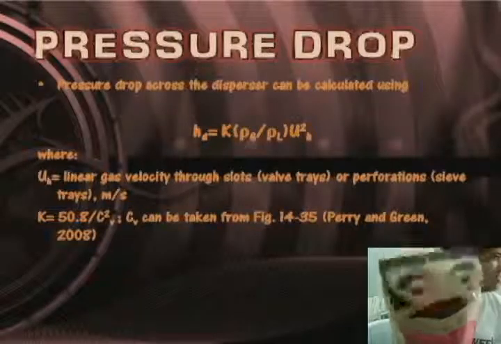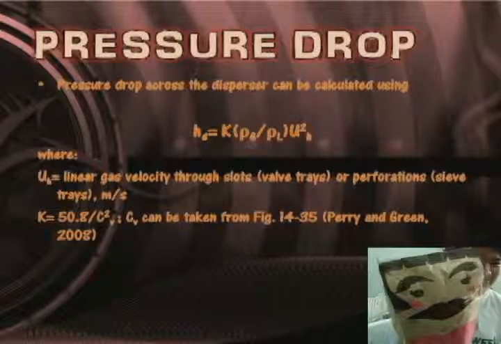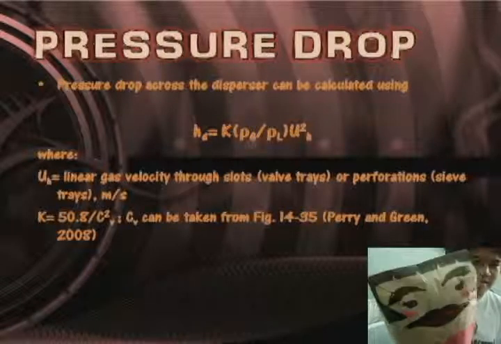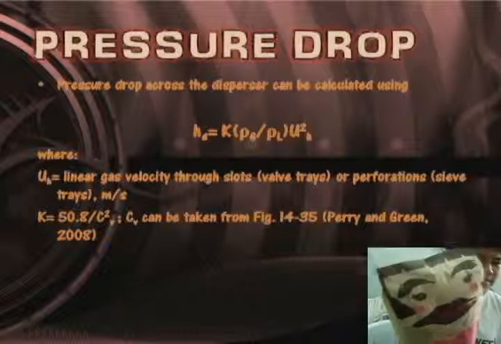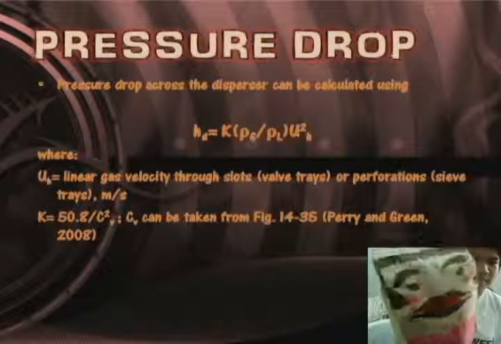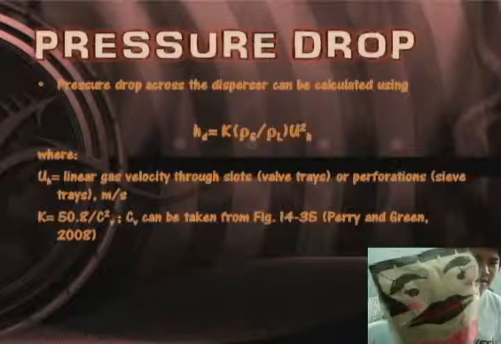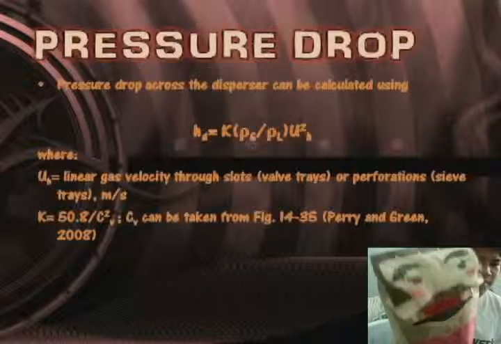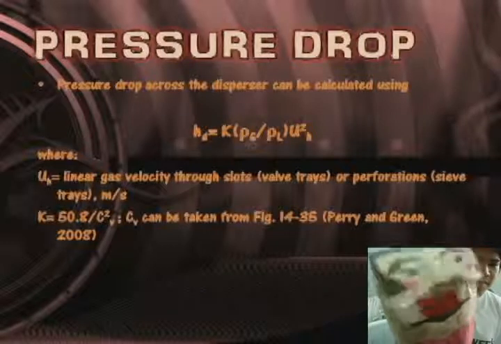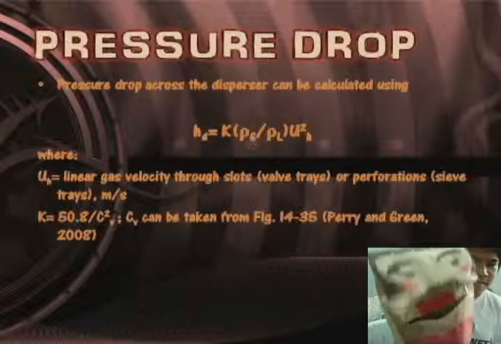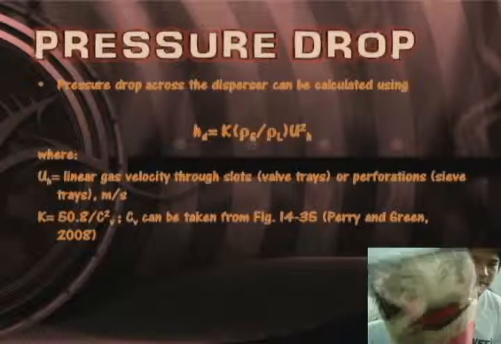Pressure drop across the disperser can be calculated using HD equals K times rho G over rho L times UH squared, where UH is the linear gas velocity through slots, valve trays, or perforations, sieve trays, in meters per second. K is equal to 50.8 over CV squared, where CV can be taken from figure 14-35 of Perry's Chemical Engineer's Handbook, 8th edition.